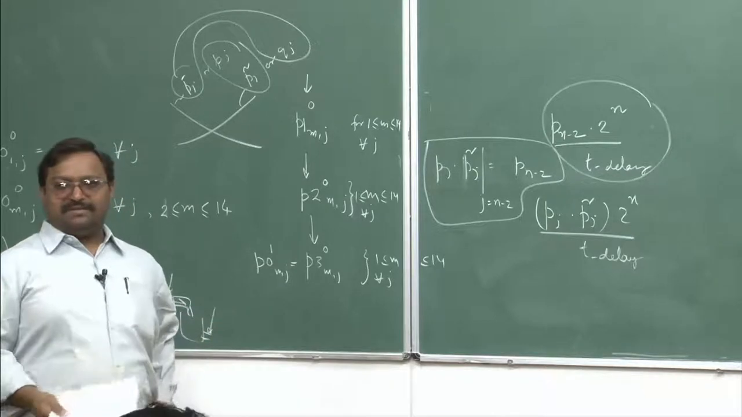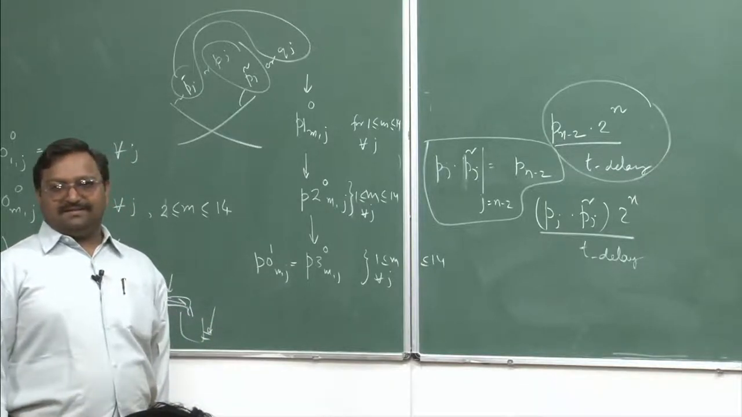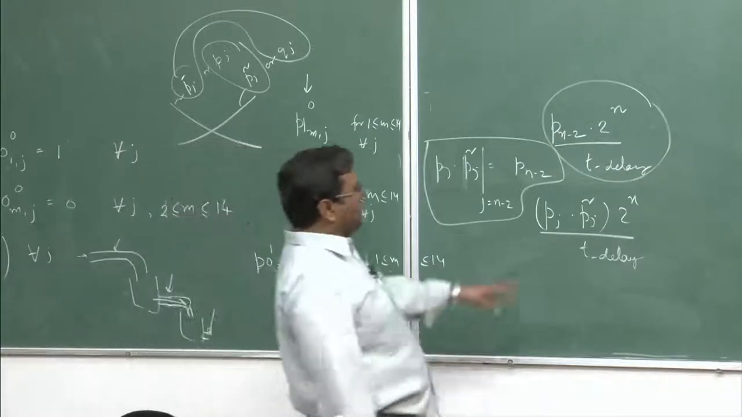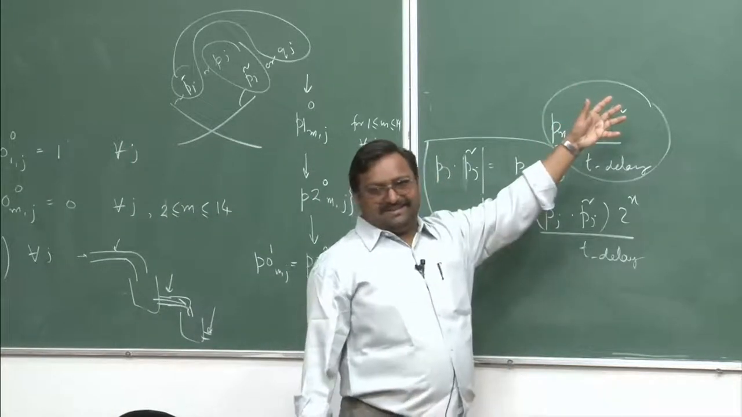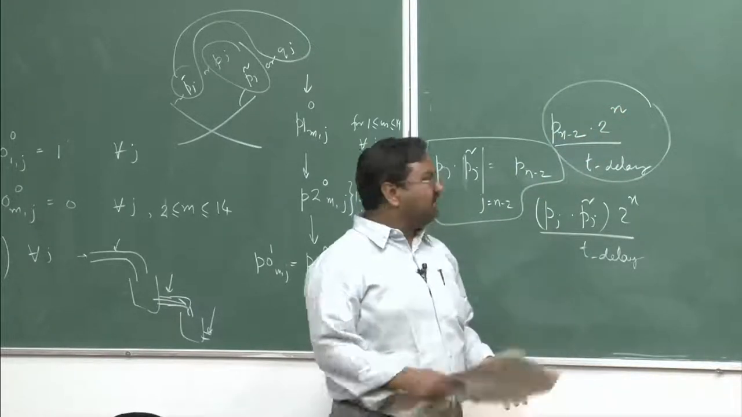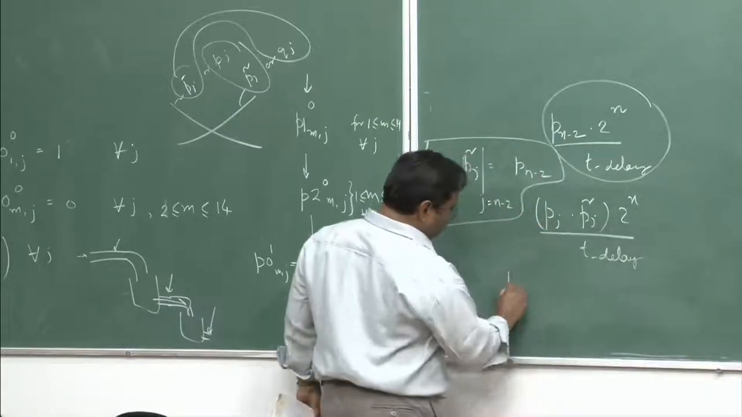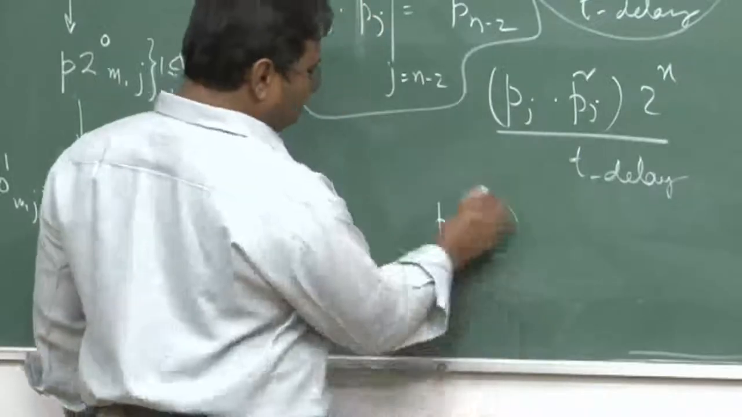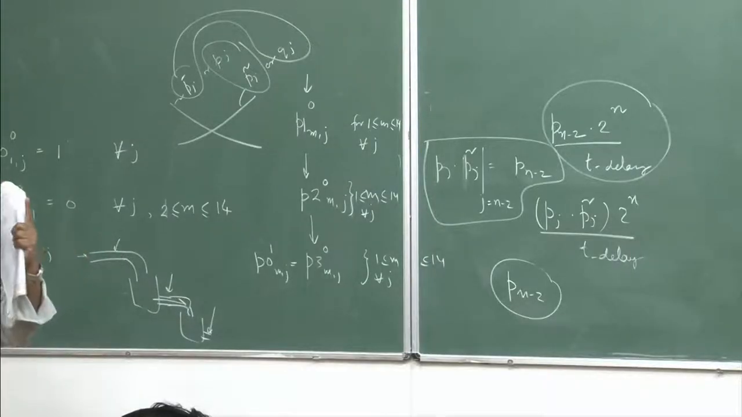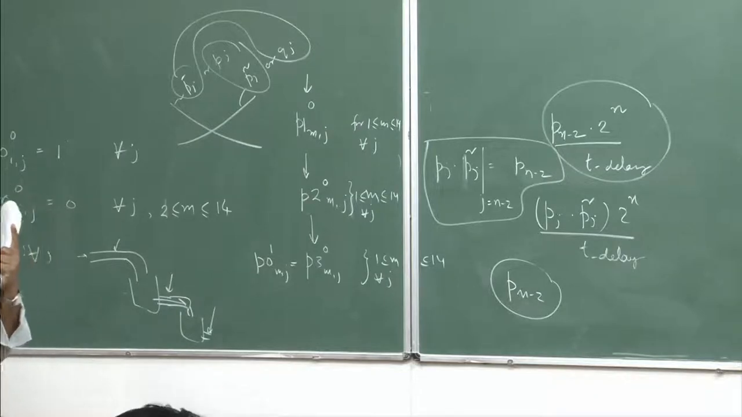And what is the maximum throughput which we can get? 2 to the power n packets per t delay can be moved out. So that is the maximum you can get when p n minus 2 is 1. So you divide by the maximum possible value, and that gives the normalized throughput. Normalized throughput is basically the fractional utilization of the link. And turnaround time is the time required for the packet to move from input to outgoing port, the delay part.